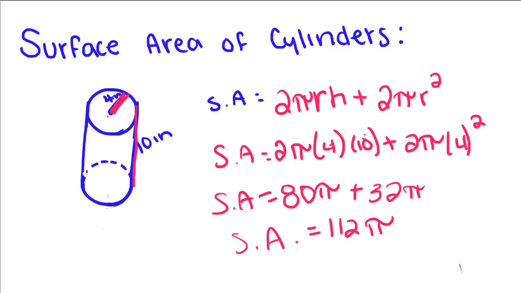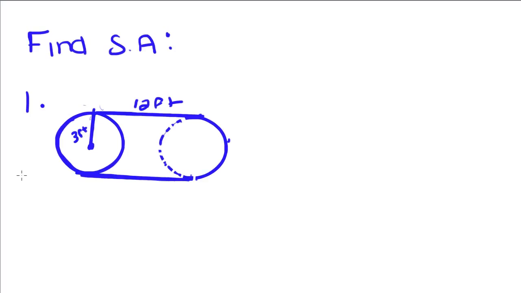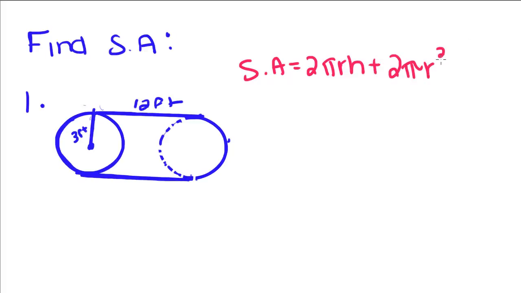So we're going to do one more example. Find the surface area of the cylinder. So surface area is equal to 2 pi rh plus 2 pi r squared. Now you don't have to write the formula every time you do a problem, but when you're learning the formula, it helps to write it down because then you'll remember it and then you won't have to write it down anymore. You'll just know it.